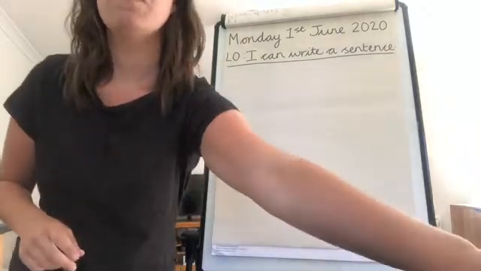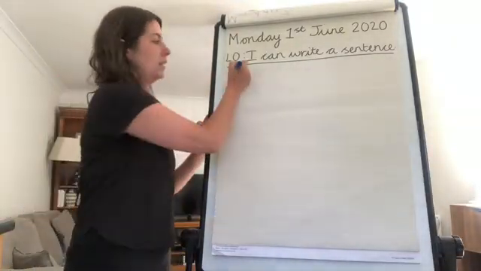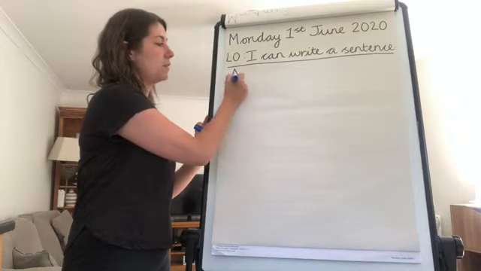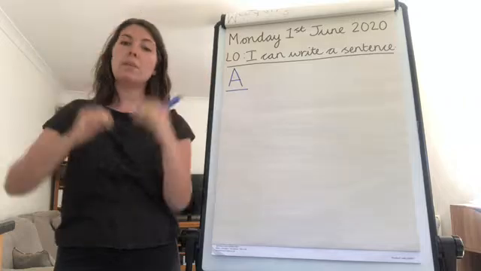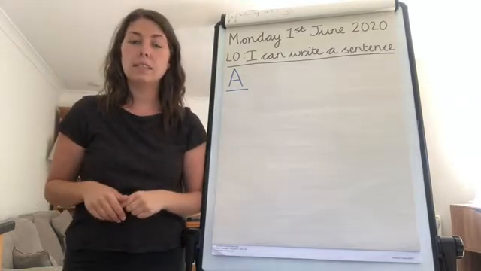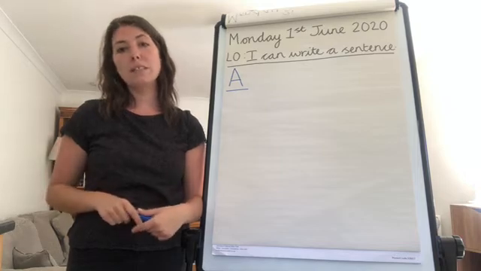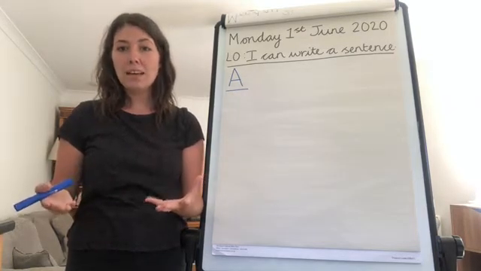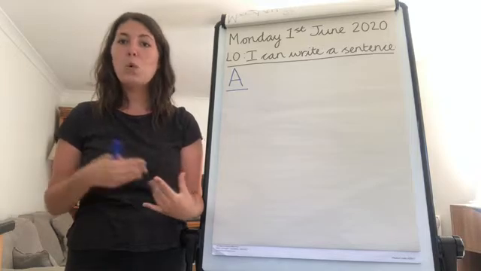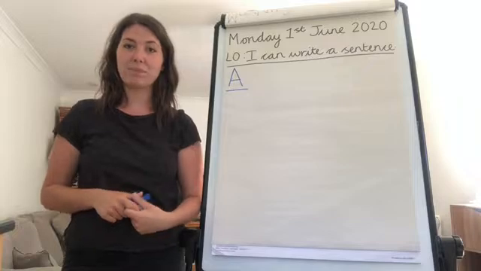For example, the first thing we need in a sentence is to have capital letters. Capital letters belong at the beginning of a sentence, and we also use them when writing proper names for a person, a place or a thing. Pause the video now and tell somebody at home what else we must have in a sentence for it to be written correctly.